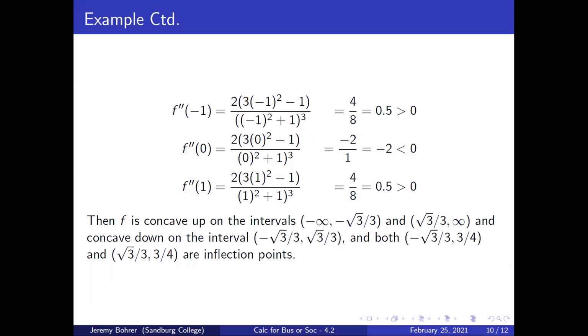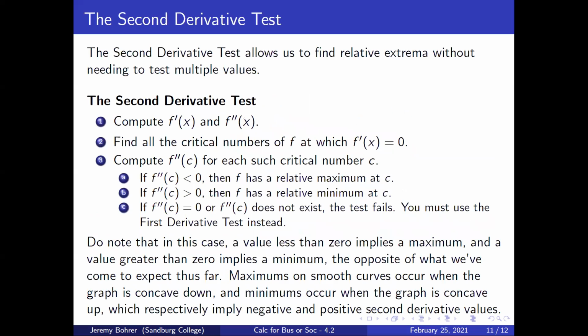And both inflection points, negative square root of 3 over 3, 3/4, and square root of 3 over 3, 3/4, are inflection points.